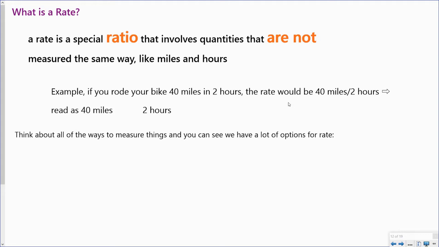It says 40 miles in 2 hours. So the rate would be 40 miles over 2 hours, and that would be read as 40 miles per 2 hours.